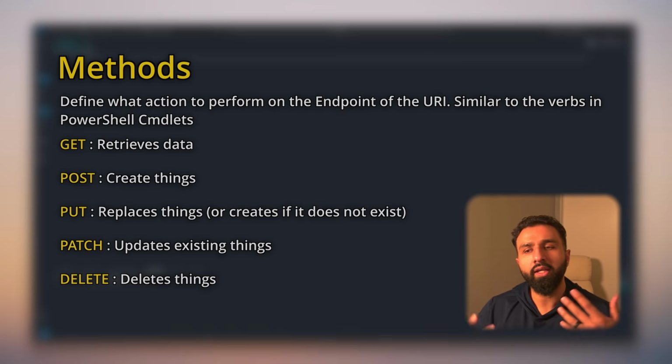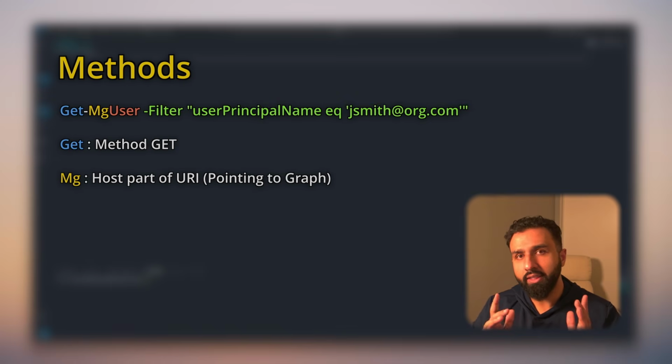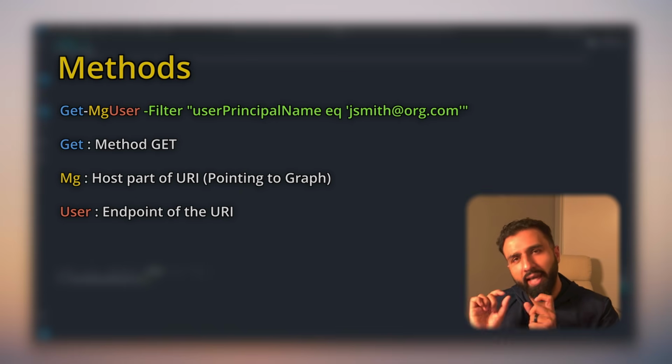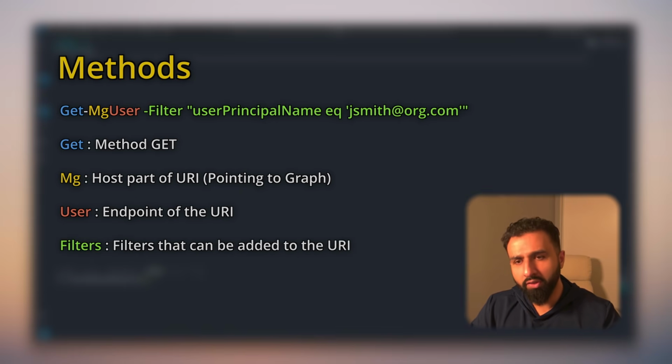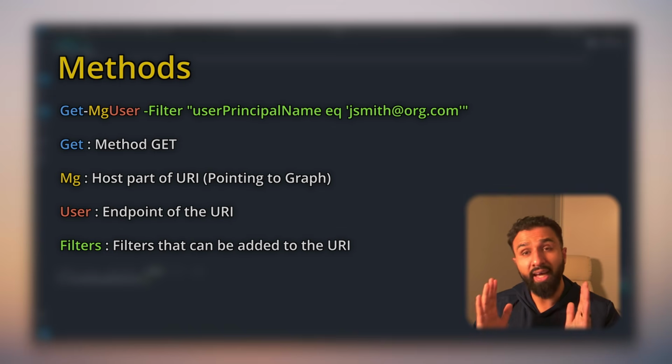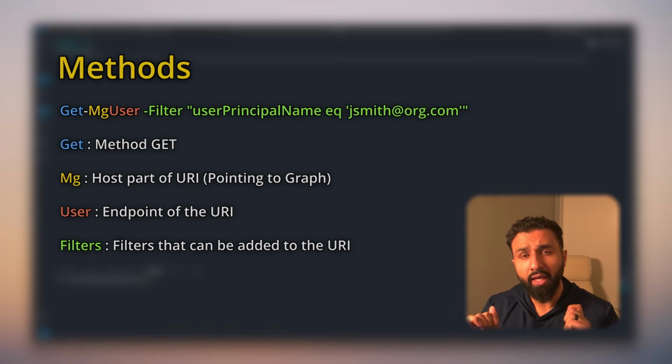So in essence, if you look at a commandlet from, say, the Graph module, Get-MgUser, and look at it from the API context, Get is the method, Mg is the host in the URI, and User is the endpoint in the URI. And like Get-MgUser, you can provide it filters. Those would be additional things you can add to the endpoint to narrow down your search. So if you wanted a particular user, or all users that start with something in their display name, you can do that with filters in the module and in the API.